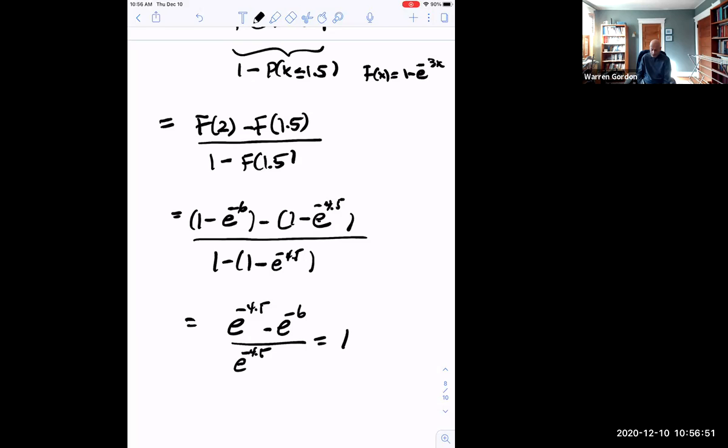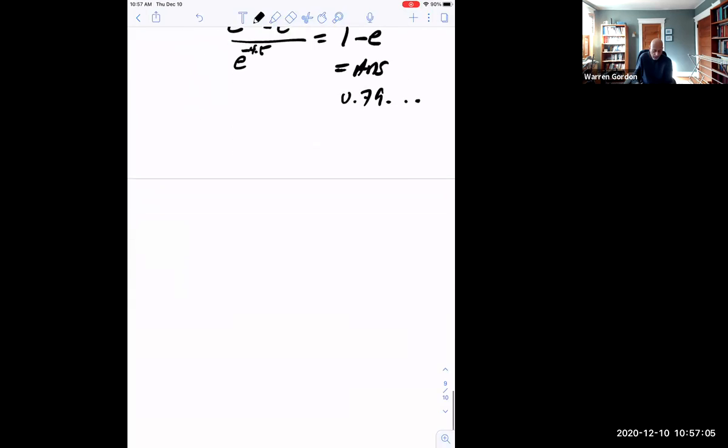Some people rewrote this a little differently, and then they got an answer, whatever that was. I think the answer was something like 0.79, something or other. Okay. Next problem.